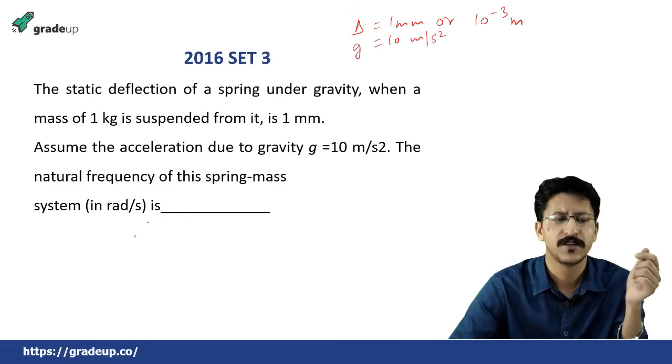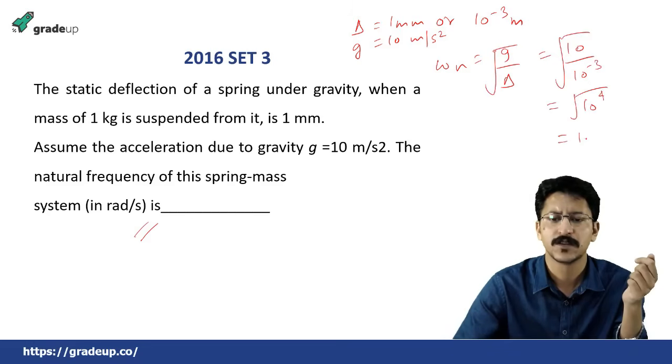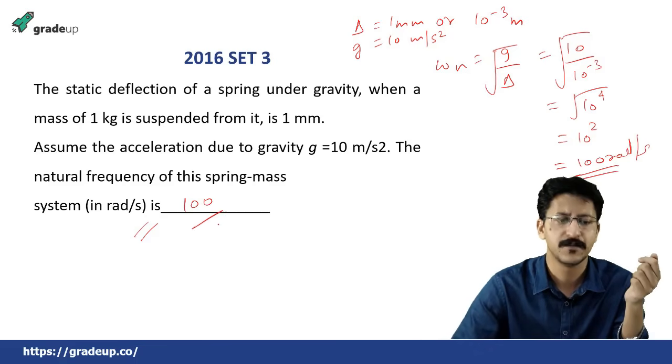So the natural frequency of the spring mass system, omega, is a very simple question, root over g by delta. g is 10, this is 10 to the power minus 3, root over, this will become 10 to the power 4, root over, this will become 10 to the power 2, equal to 100 radian per second. Answer is 100. Very simple question.